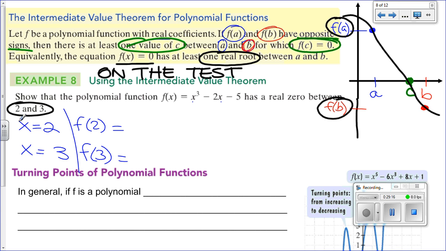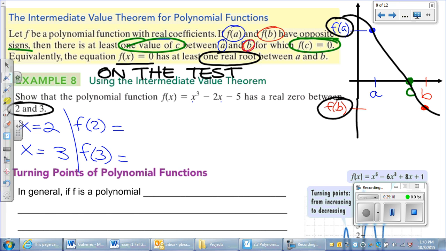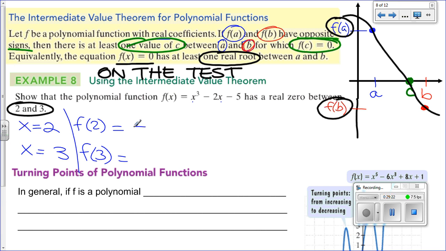Okay, so what do you guys get for f of 2? And then for f of 3, 6 positive. Correct? All right. So now let me ask you a question. Do they have opposite signs? Yes. No talking.